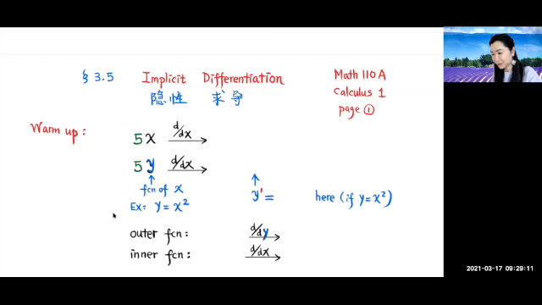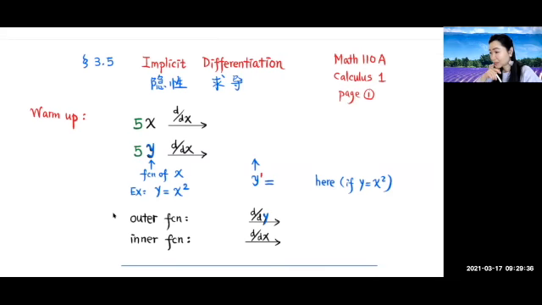For 3.5, we're going to talk about implicit differentiation. In Chinese, we call that 隐性求导. Where this name comes from, I'm going to explain to you later on. So let's do some exercise to warm this up, so then you understand this better.